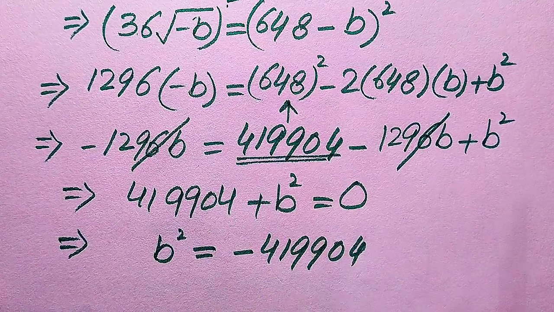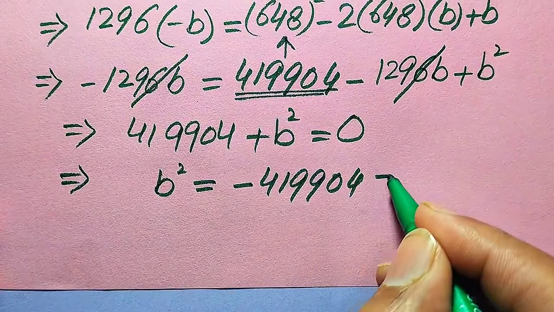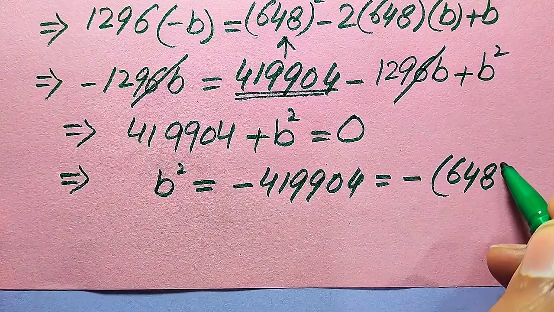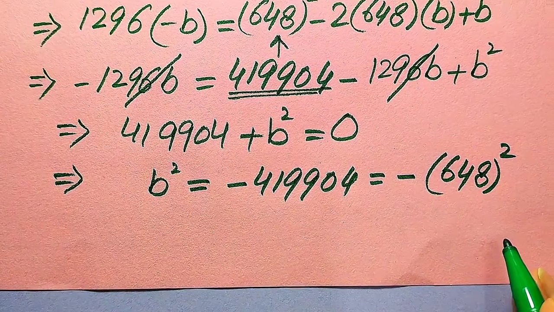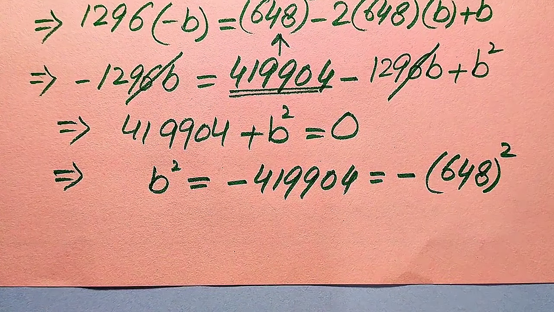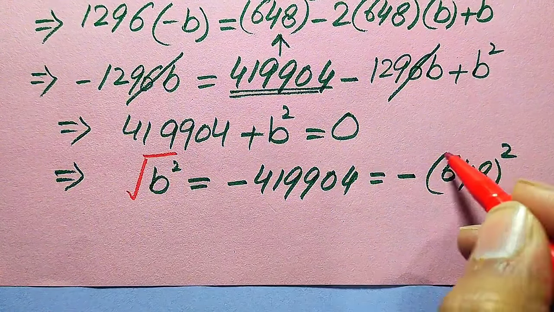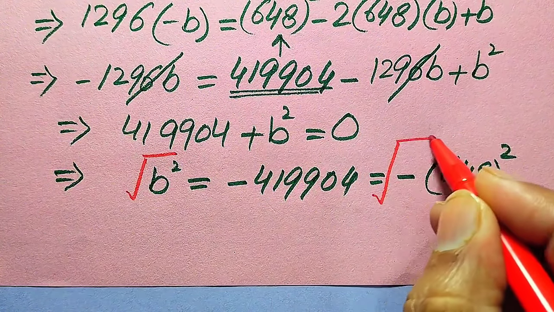And here you see that this value is equal to the square of this term, so we write it again in the square form. So we write this term as minus times of 648 whole square. So for the values of b, we need to apply square root on both of the sides, so that here we use square root on both of the sides.